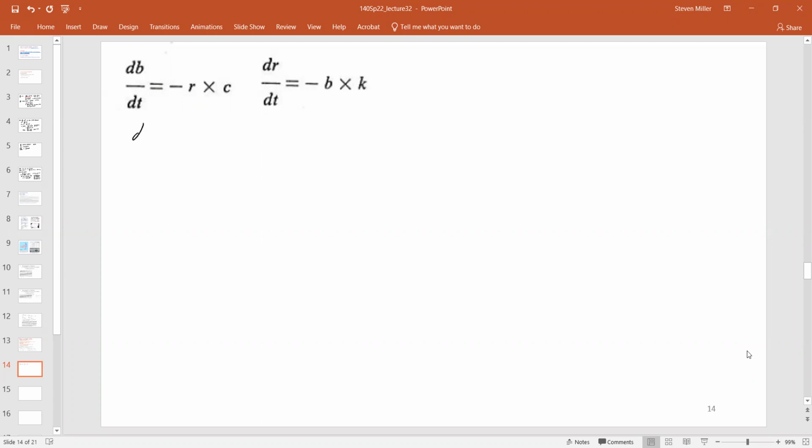So we have dB/dt equals minus c times r of t. And we have dR/dt is minus k times b of t. Well, what I want is an equation involving just b and t. I don't want b's and r's together. How could I get rid of r of t? What could I do so I could then substitute for r of t?